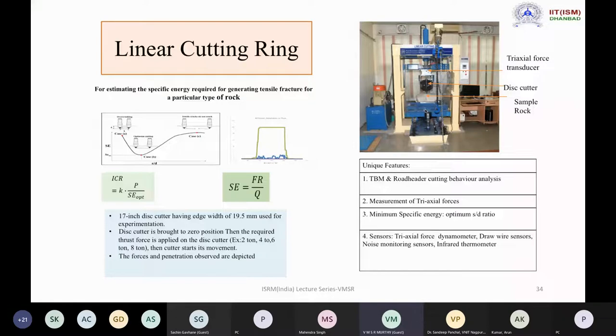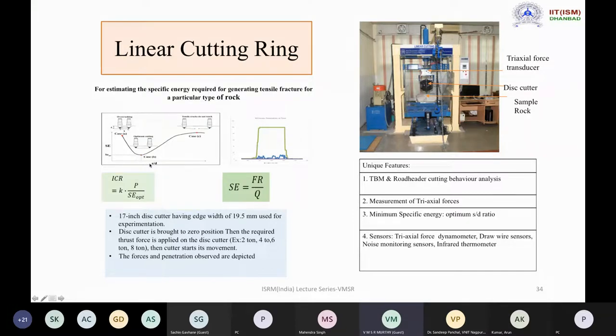So what we are trying to do here is measure the forces and measure the volumes of cutting and the distance traveled, and then find out the specific energy. You can see the formula: the cutting rate is equal to K into P by SE, where P is the power of the machine and SE is the specific energy, which I'm going to determine from the equation on the right side. The specific energy is a function of rolling force by volume of cut per meter. So this is what we are going to measure on this linear cutting rig. And then finally, once I have specific energy, I'm going to find out the optimum one by fixing this S by D ratio.